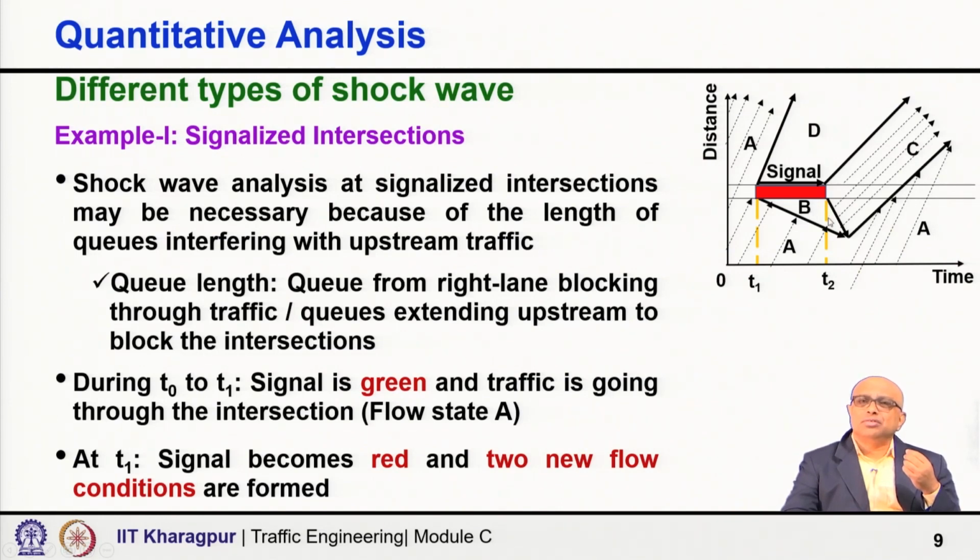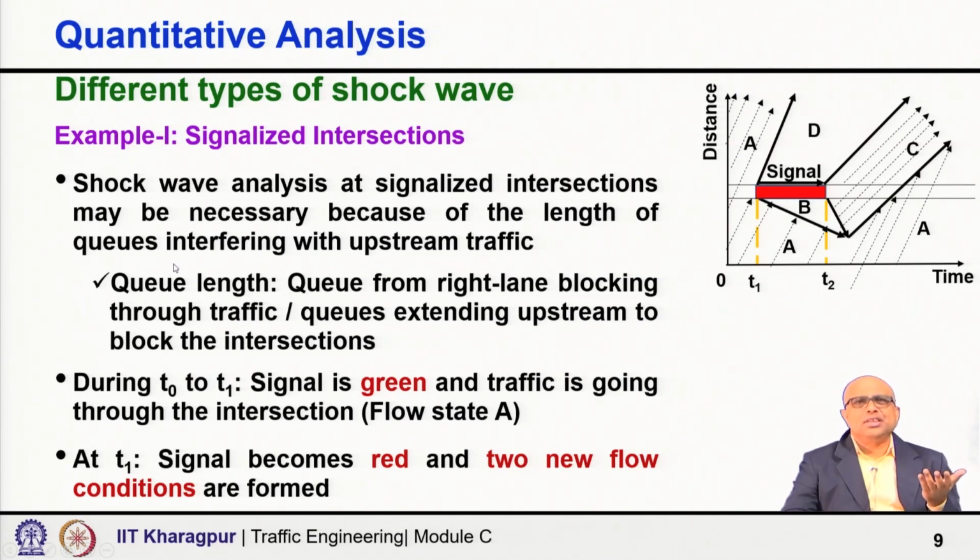Once the signal is red, traffic state D is created downstream of the signal during the red time, because the traffic stream conditions A and D are different. Then once the signal turns from red to green, again the vehicles get discharged with a flow state C, and then multiple shock waves will be created because of this whole phenomenon.